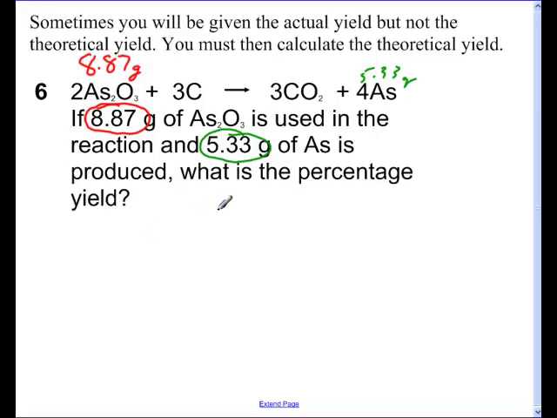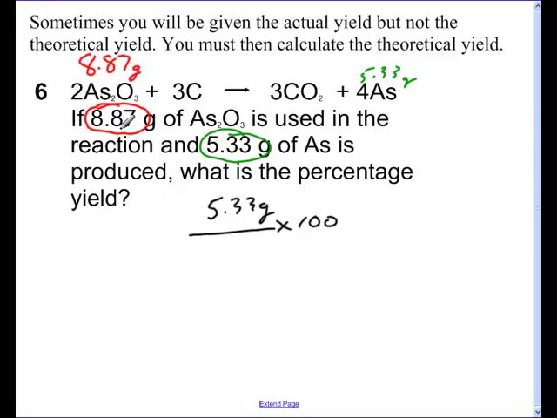So we're sitting at a situation where the actual yield is 5.33 grams, times 100. And what we don't know is this number right here. We don't know the theoretical yield.